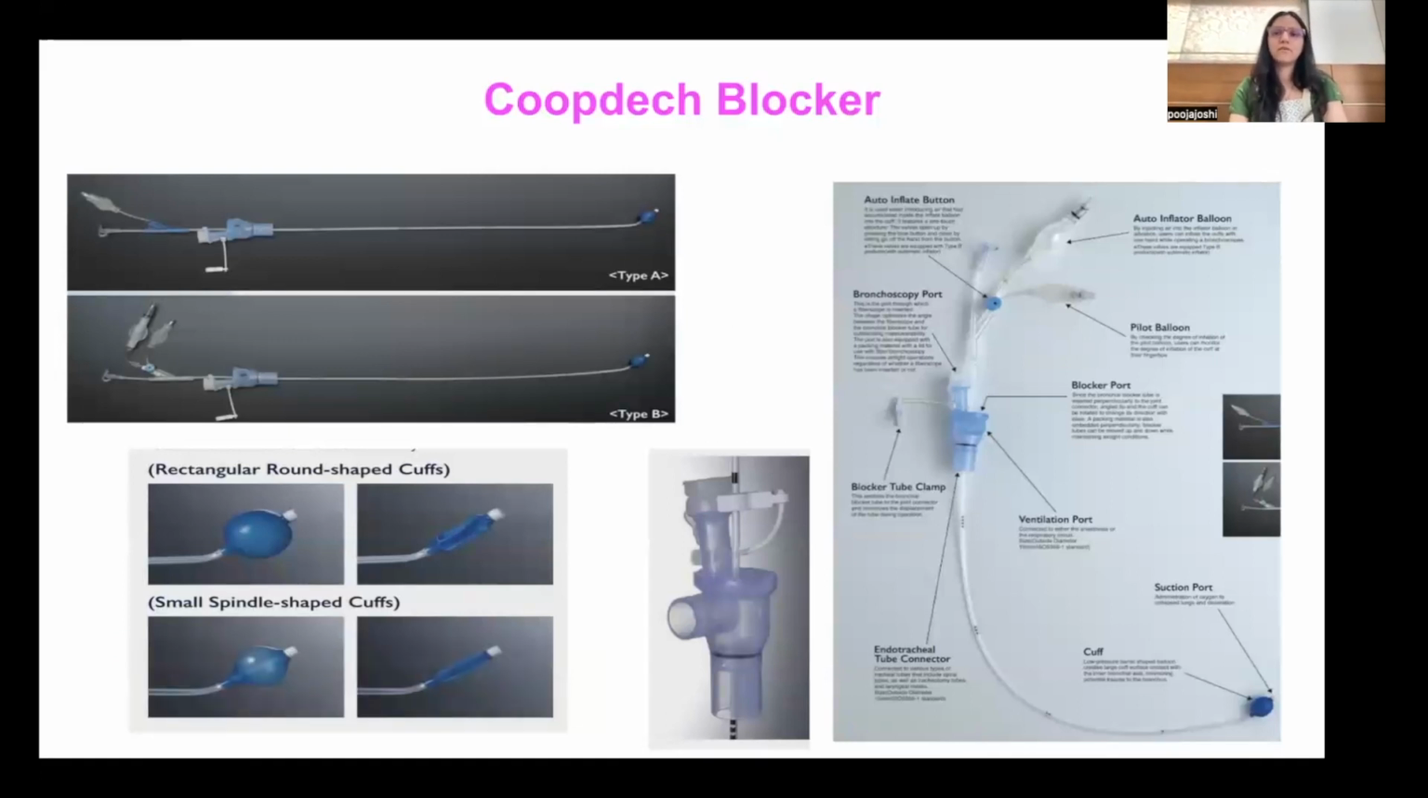Coopdech blocker, which we use, comes in type A and type B. Type B has an auto-inflator balloon, so single-handedly while you are working, you can just press the auto-inflator button as shown here, and then you inflate the distal cuff. You get the rectangular round shaped cuffs or the small spindle shaped cuffs. This assembly is the blocker tube clamp. This is the ventilatory port and endotracheal connection. From this bronchoscopy port, you can put the fiber optic bronchoscope.